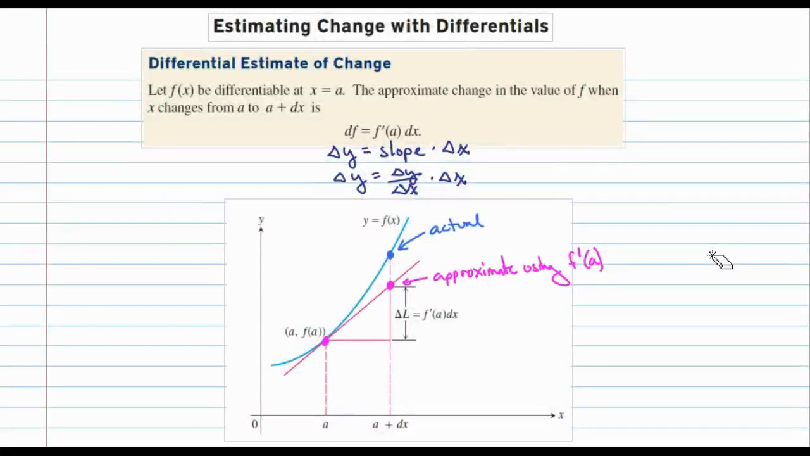This is the screencast for section 4.5, example 8. We're going to estimate change with differentials. Now, this will only be an estimate of change because change usually is not constant. So when I plug in x equals 5, I'm only getting the change at the instant 5.